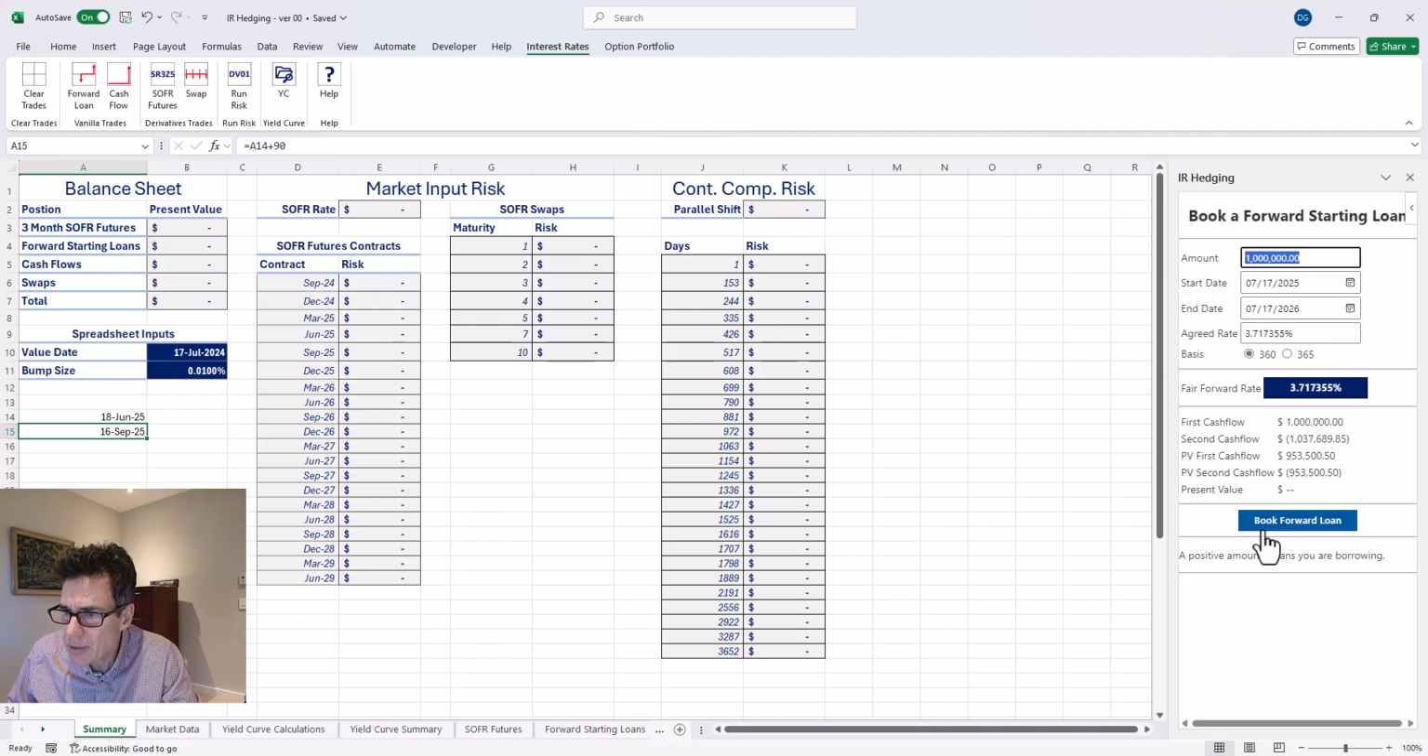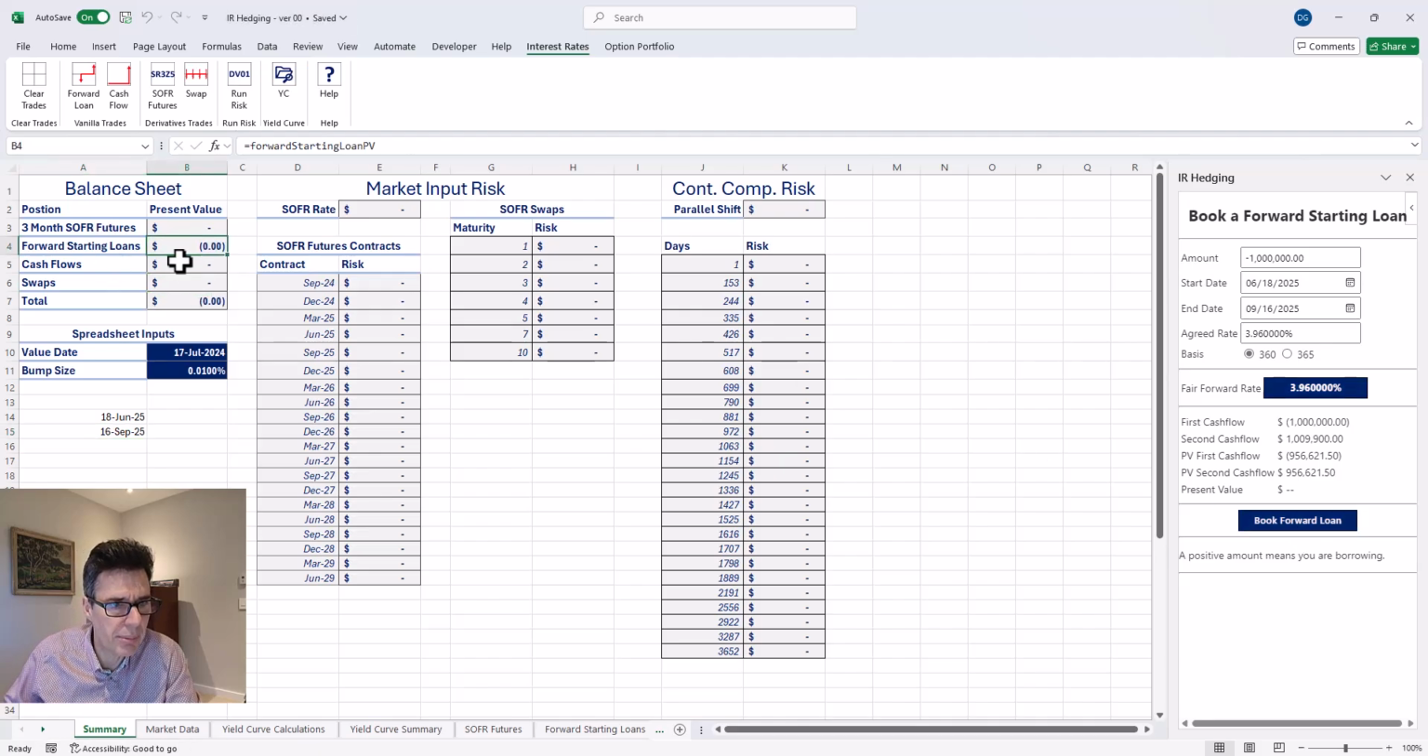We're going to lend. It says a positive amount means we're borrowing, so if we're lending, it should be a negative. We're going to start that on June 18th, 2025, and we're going to end on September 16th, 2025. Now, actual/360 basis, we're going to make this a fair loan. So I click on the fair forward rate, 3.96. I book the loan. You can see the spreadsheet update a little bit here.